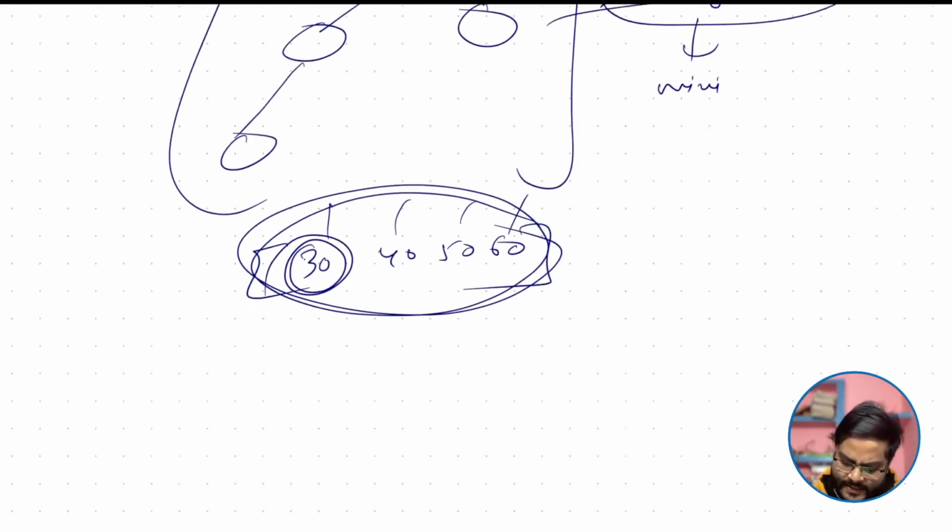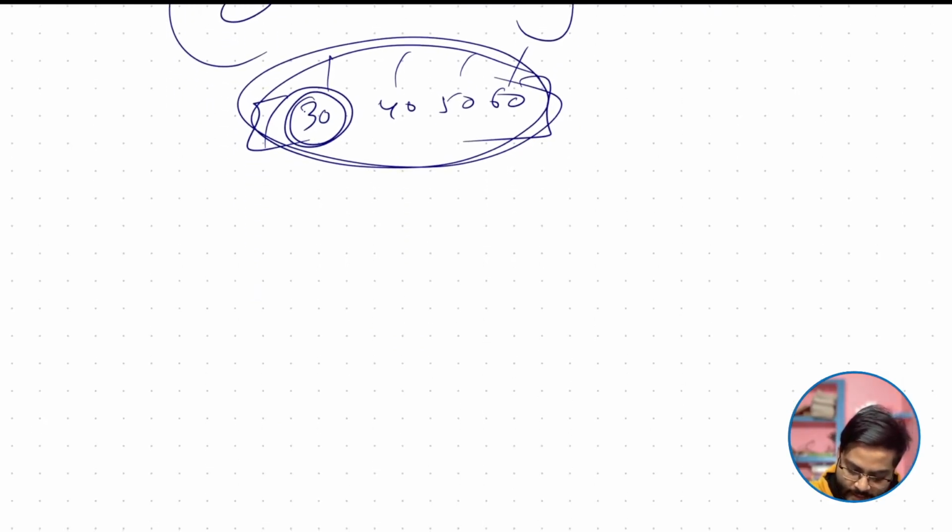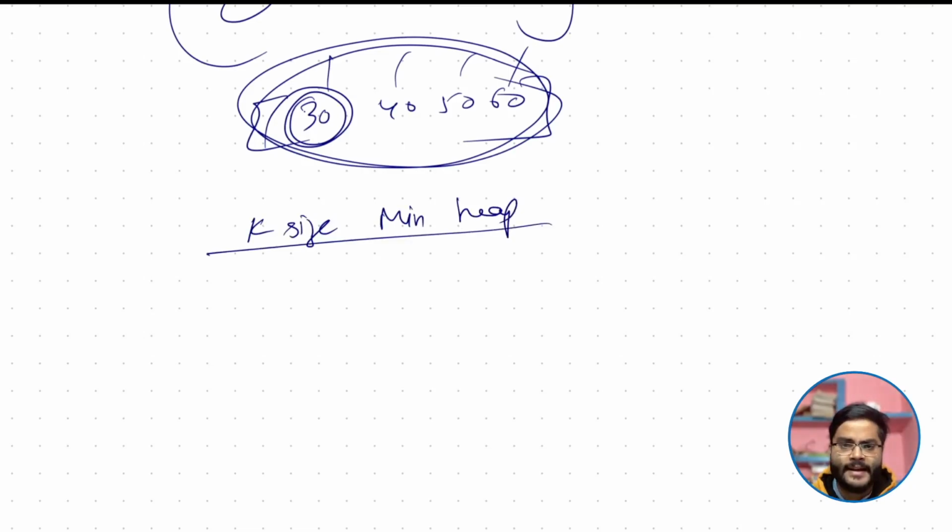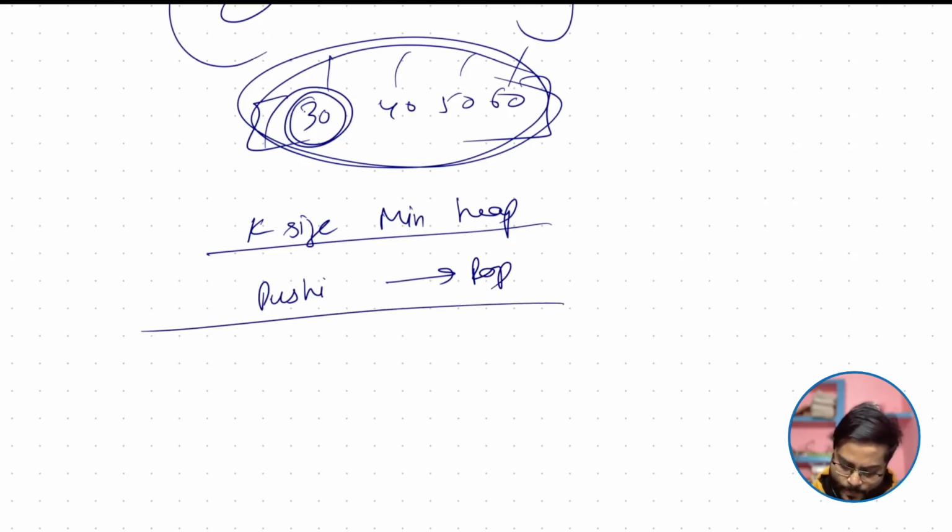So how much time will it take? We are taking a k size min heap, and we are pushing and popping. How many elements can we push and pop at max? Let's say the array is of size n. Every time we are pushing, we do n pushes, and each push takes how much time?